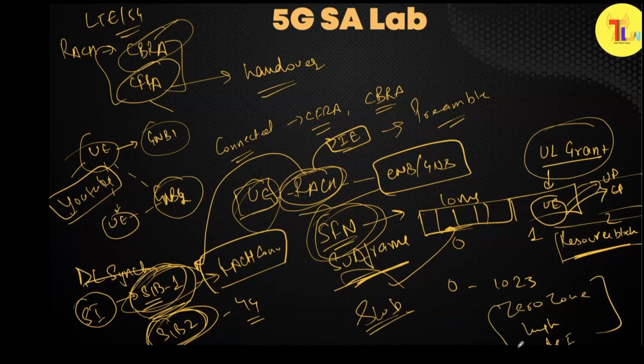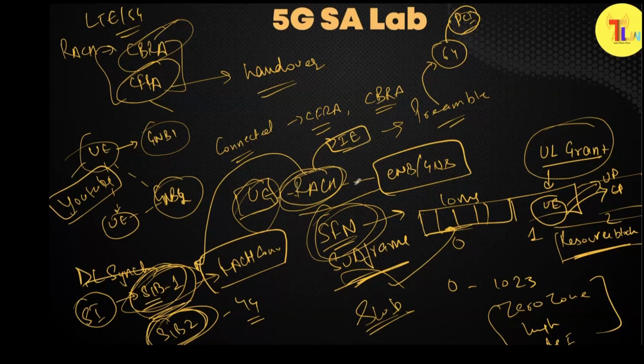Okay, based on that, it will generate these 64 preambles for each PCI, or each cell ID, you can say. These are the same in 4G as well as in 5G. It will generate 64 preambles, pick one, and send this RACH. That's it. It will not have anything else.